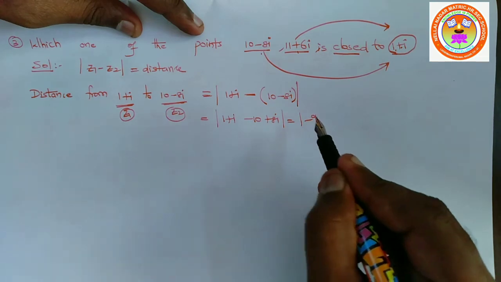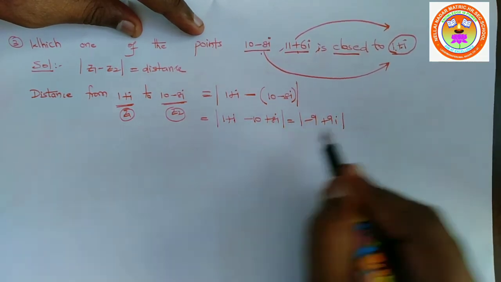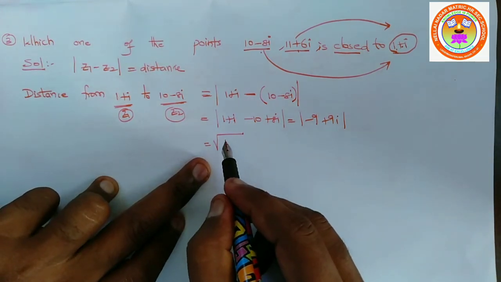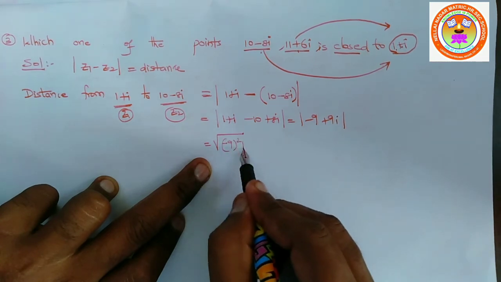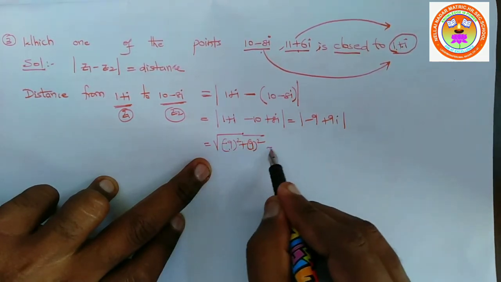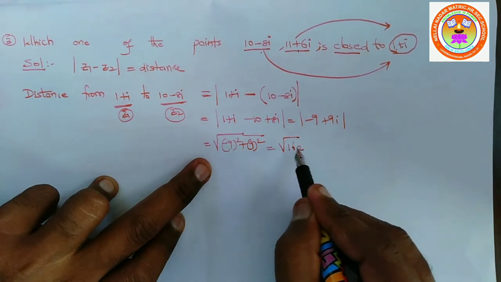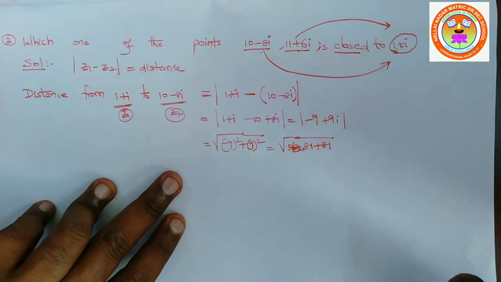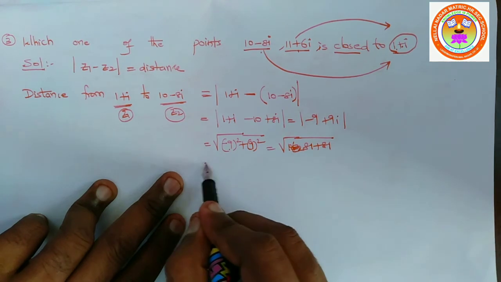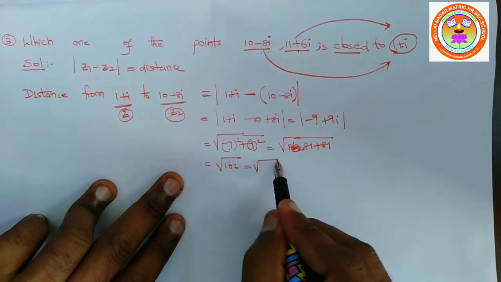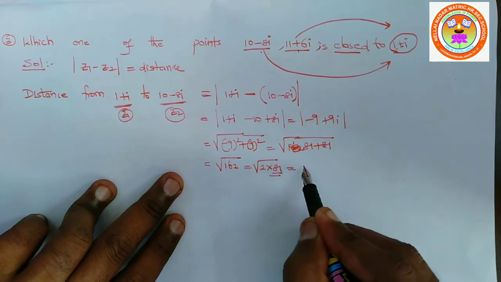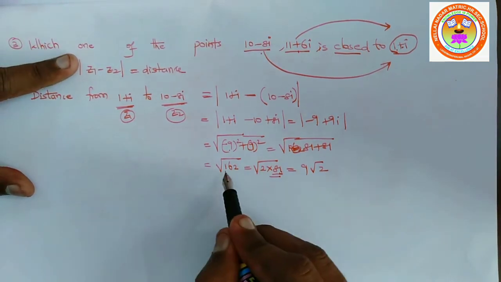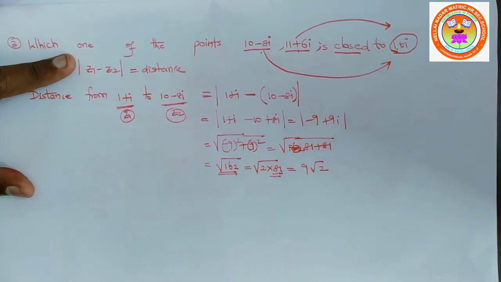1 minus 10 is minus 9, plus i plus 8i is plus 9i, equal to the square root of real square plus imaginary square. Minus 9 squared plus 9 squared. 81 plus 81 is nothing but 162. This square root of 162 can be written as the square root of 2 into 81, which is 9 root 2. This is one distance. Otherwise I can keep it as the square root of 162. This is the better one: keep square root of 162 as it is.